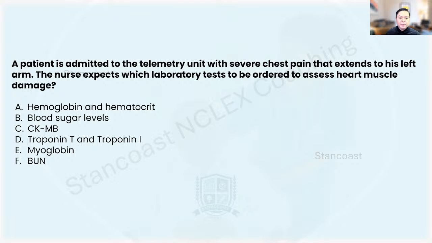Question number 4. A patient is admitted to the telemetry unit with severe chest pain that extends to his left arm. The nurse expects which laboratory tests to be ordered to assess heart damage. We are going to answer this as a select all that apply. I forgot to put that here. Select all that apply.